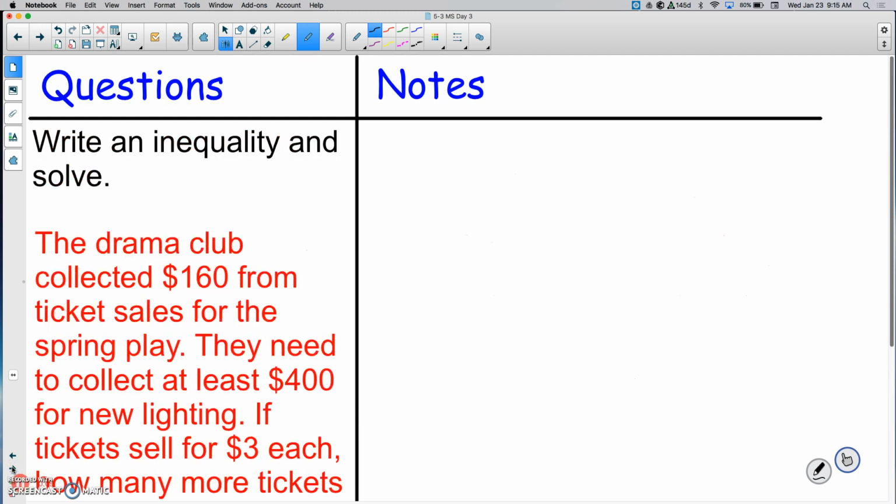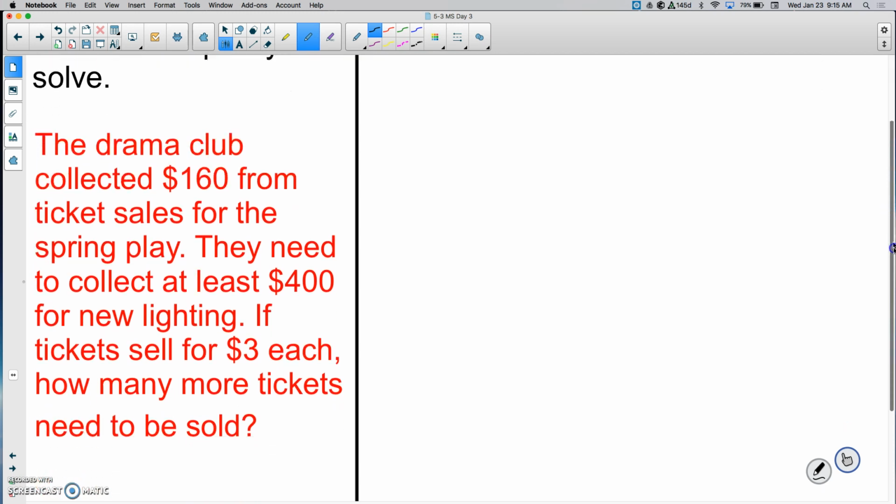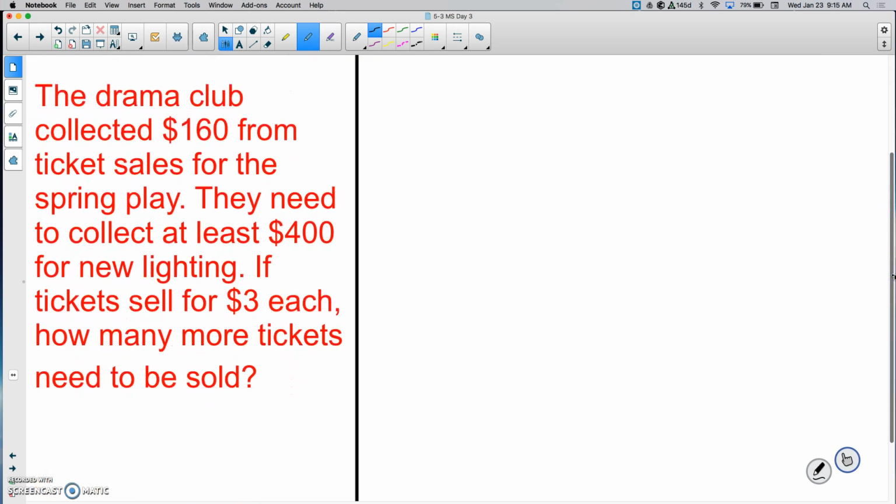Okay, next one. The Drama Club collected $160 from ticket sales for the spring play. They need to collect at least $400 for new lighting. If tickets sell for $3 each, how many more tickets need to be sold? So my variable this time, I'm going to use T for tickets.